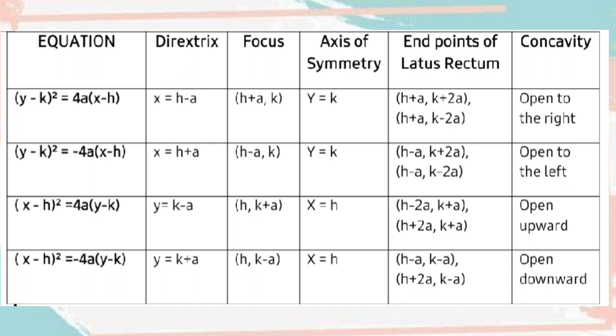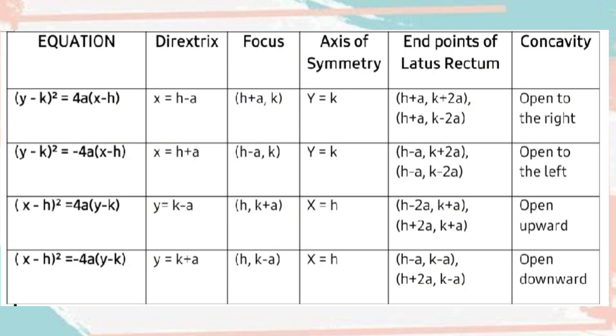So if our equation is y minus k squared is equal to 4a times x minus h, then our directrix would be x is equal to h minus a. Then our focus is h plus a and k. And so on. As you can see, these are the properties here. I will just read the equations. I want you to familiarize yourself with these four equations because this is very important, especially when you are analyzing or finding the different properties of the given equation in this parabola with the vertex h and k. So that was the first one.